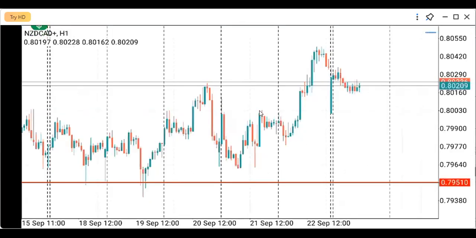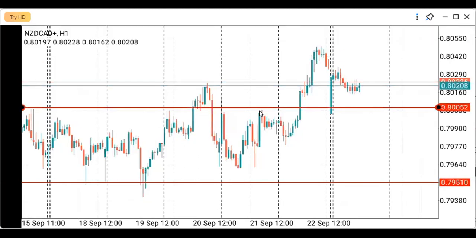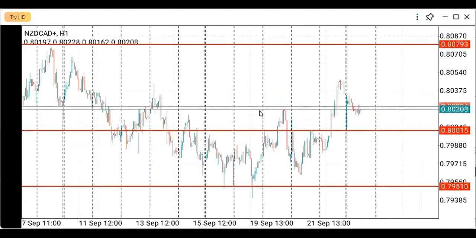Here, first panel. Once you understand that turncoat support forms anytime resistance is broken, and then turncoat resistance forms anytime support is broken. So this place that is a turncoat support on the phone, my signal to buy is that price has to come back to that turncoat support with a red candle, and then I need to see a green candle, a bullish candle close above it.